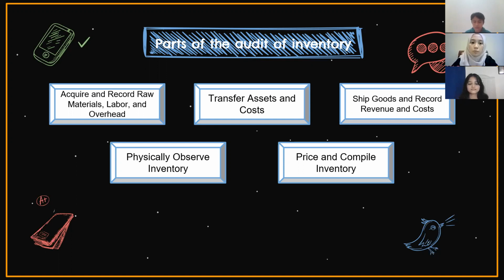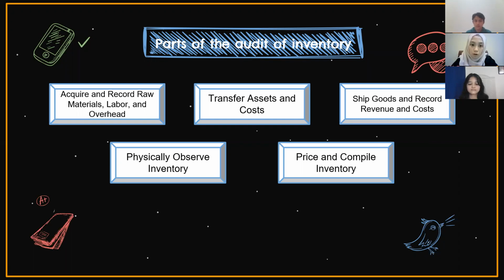The third one, ship goods and record revenue and cost. Recording shipment and related cost is the last function shown in the cycle before, because it is part of the sales and collection cycle. Auditors obtain an understanding and test internal control over recording shipment as a part of auditing that cycle, including procedure to verify the accuracy of the credits to inventory recorded in perpetual inventory master files. And the fourth one, physically observed inventory. Physical examination is an essential type of evidence used to verify the existence and count of inventory.